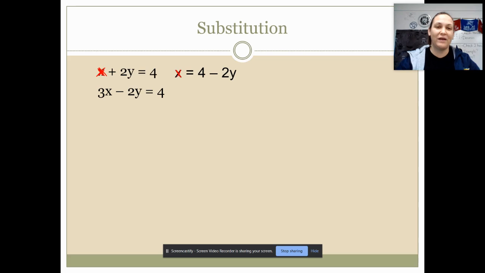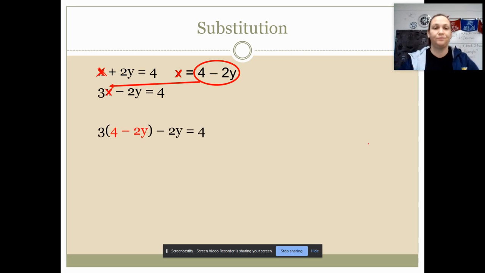Now that my X is by itself, I can substitute. Don't forget, we're substituting it into the equation that I have not used yet. In this problem, that would be the second equation. So I'm going to take the 4 minus 2y, and I'm going to substitute it for the X in the second equation. When I plug it in, I'm going to surround it with parentheses. And then notice that everything else in the equation is still there.